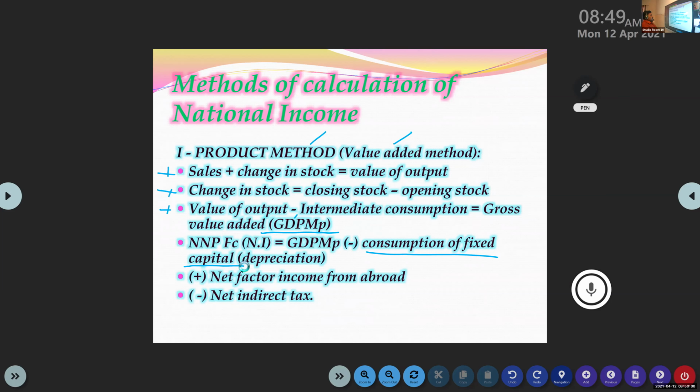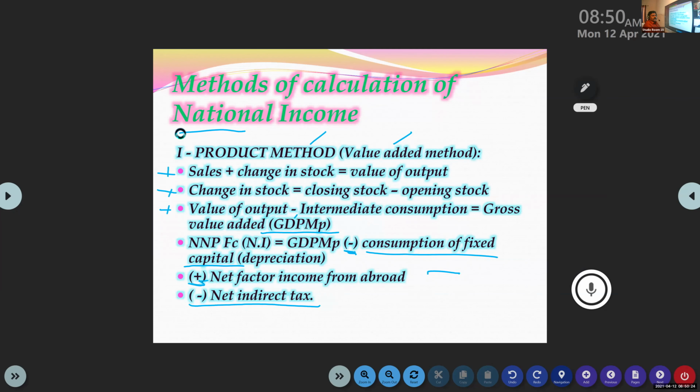Okay, so here, one minus sign is there, right? Clear or not? Minus sign is mentioned here, and one plus sign is also mentioned here. Plus, what do you want to add with this one? Net factor income from abroad. So for the national income, we also want to add net factor income from abroad along with that.